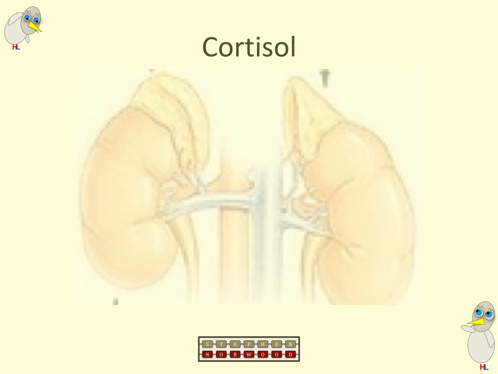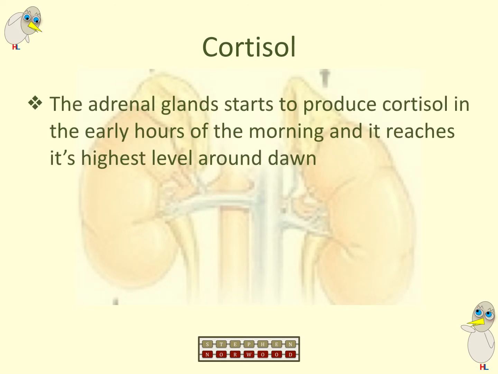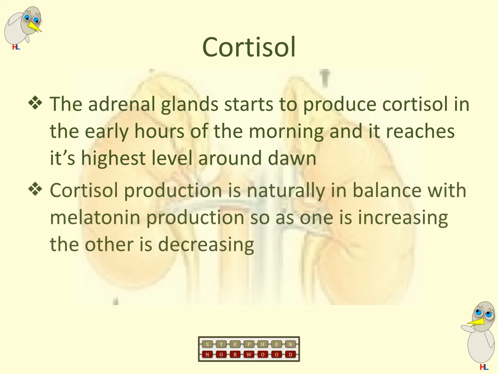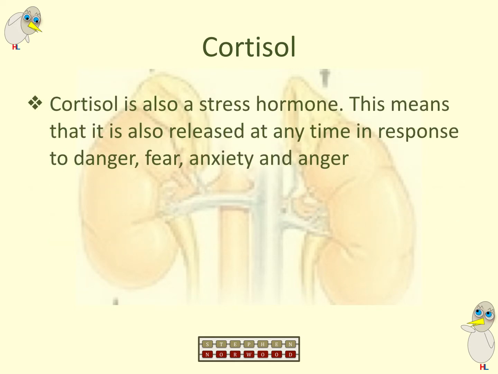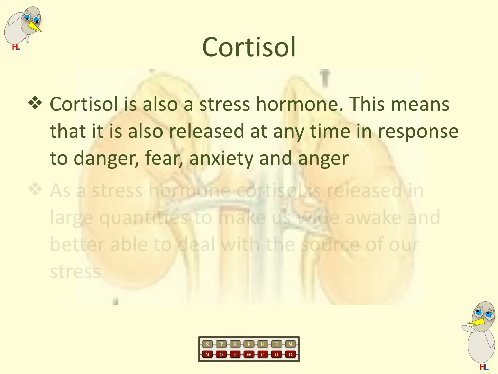Cortisol. The adrenal glands start to produce cortisol in the early hours of the morning, and it reaches its highest level around dawn. Cortisol production is naturally in balance with melatonin production, so as one is increasing, the other is decreasing. Cortisol is also a stress hormone. This means that it is also released at any time in response to danger, fear, anxiety, and anger.